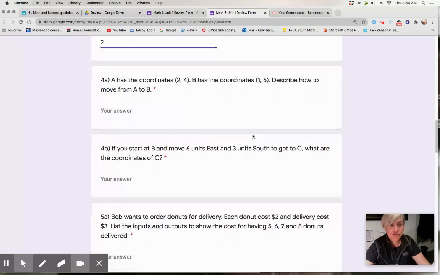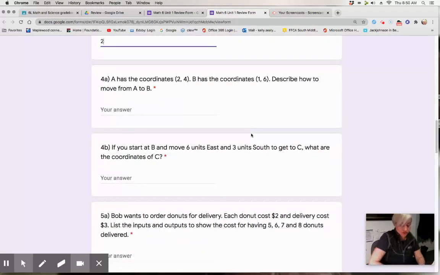Okay, question 4a. I will sketch it on my whiteboard. It says that A has the coordinates of 2 and 4. So 2 is how far right we went, and 4 is how far up we went. And so I've sketched it about right there, 2 and 4. Then it says B has the coordinates of 1 and 6. So I'm going to sketch point B. I should label that. 1 and 6. Point B is over here.